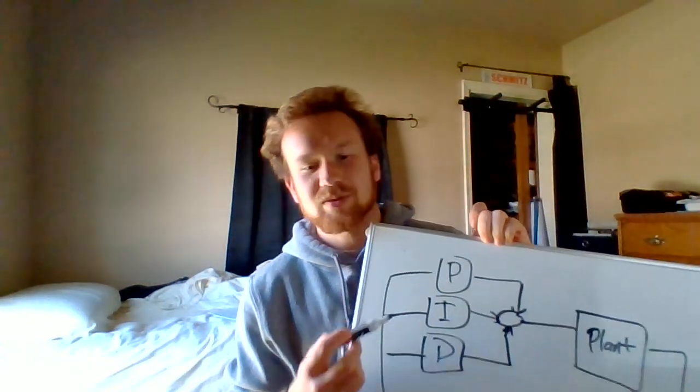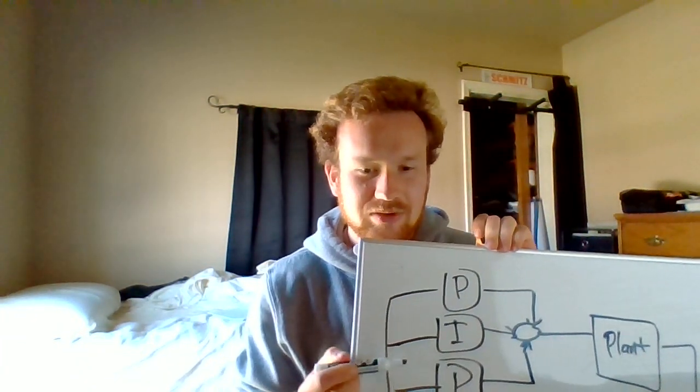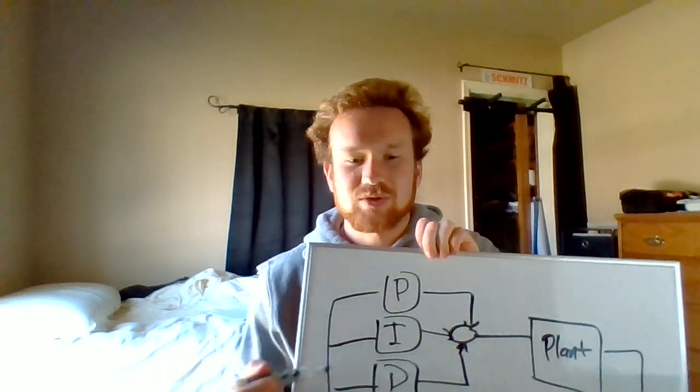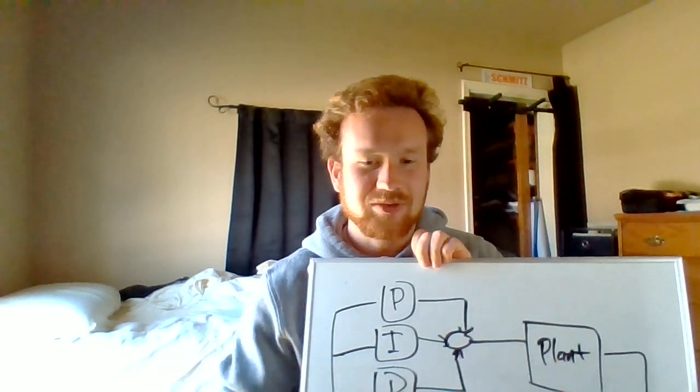I guess the block diagram looks something like this. So you have all three of these that go in together and affect your plant. So you got all three of them. You got the proportional part, the integral part, and the derivative part. Those all sum up together and affect the plant.